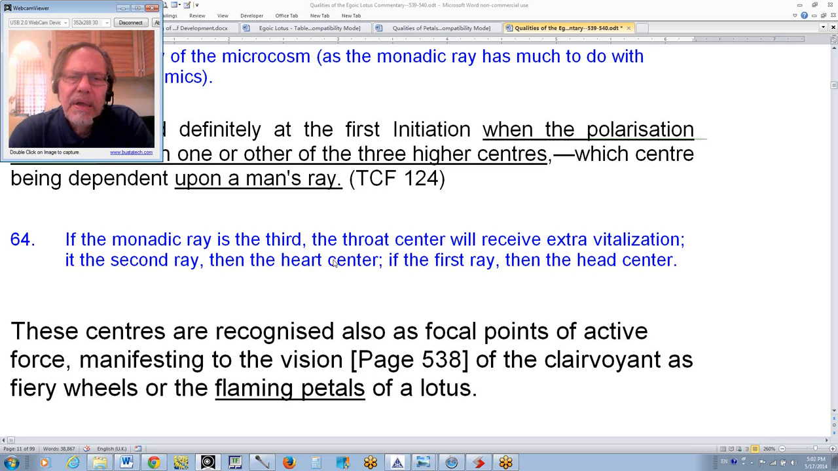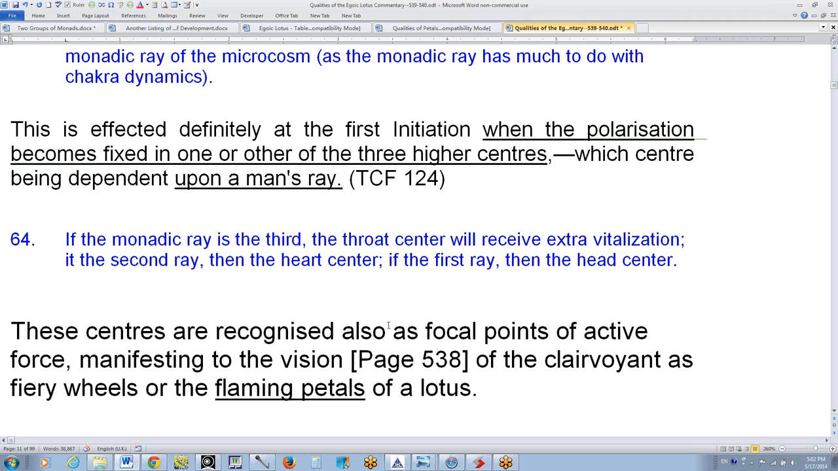disconfirmation comes. So these centers are recognized also as focal points of active force, manifesting to the vision of the clairvoyant as fiery wheels or the flaming petals of a lotus, either the 16, the 12, or the 960 plus 12, 972 altogether. And, well, I'm tempted to start counting in the head center just as I did within the Egoic Lotus, but I'll leave that for another time.